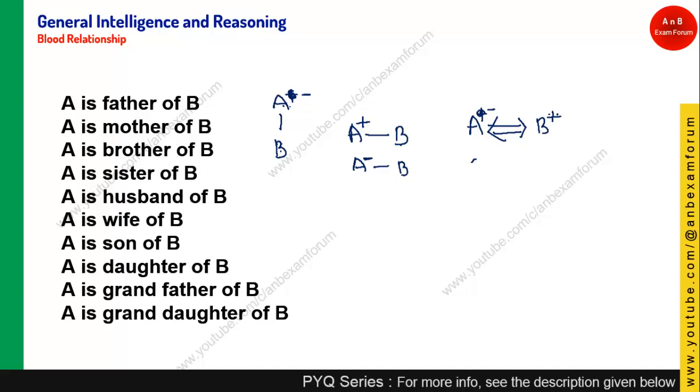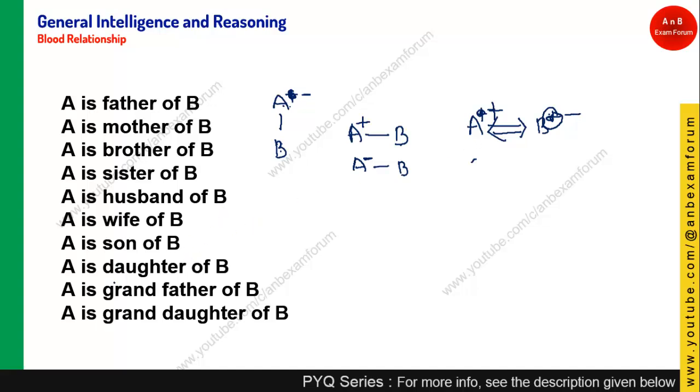In that case, we are deducing directly, but in this case, we cannot deduce directly, because if it is brother, then it can be sister also. If it is sister, it can be brother or sister. So that's why we have not put any gender symbol on that. But in the husband and wife relation, if they are saying A is husband of B, then definitely A is plus and B will be negative.